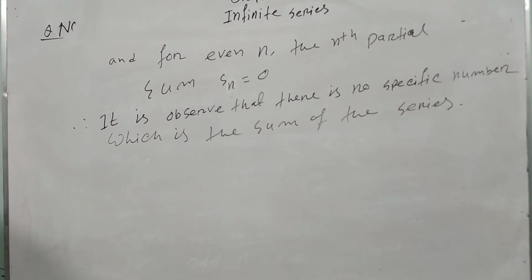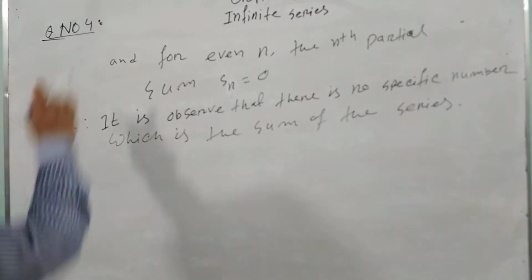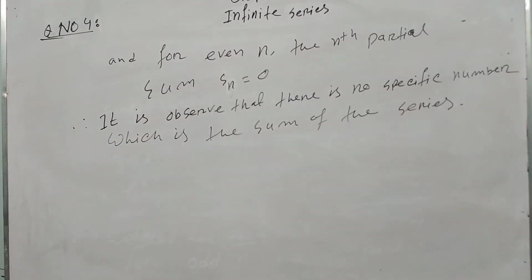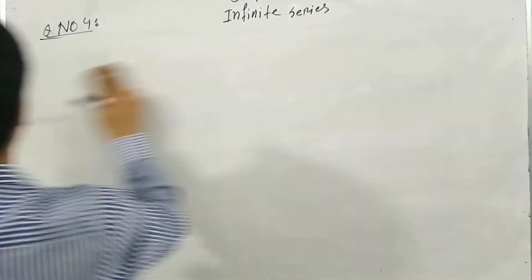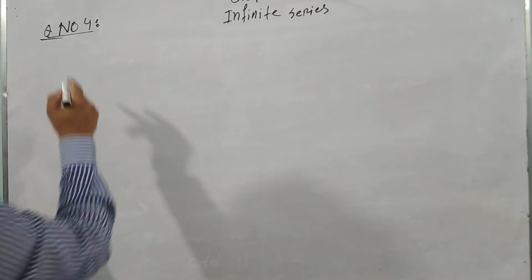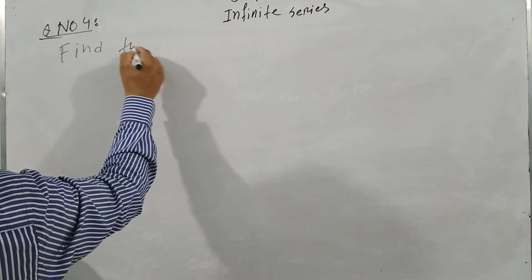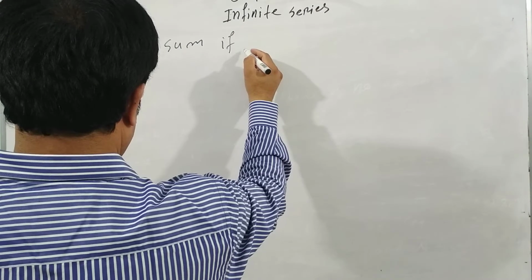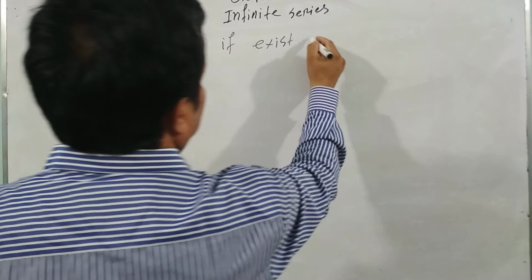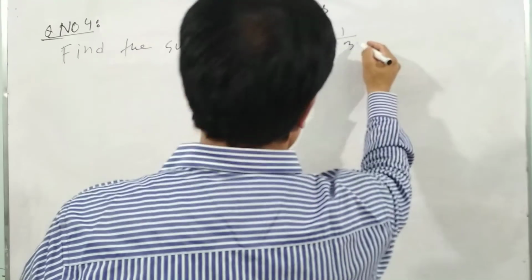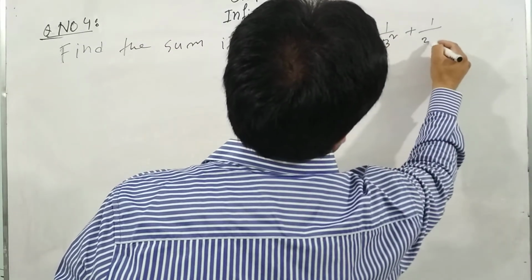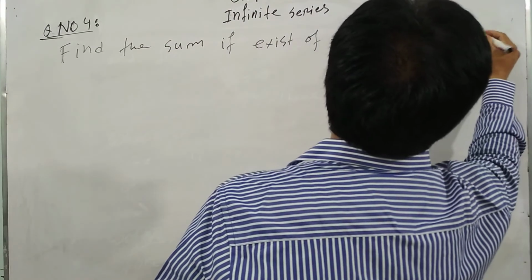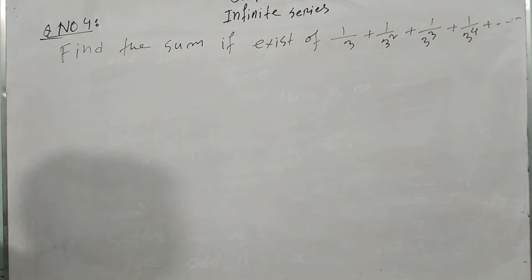Next, question 4. Find the sum, if it exists, of 1 divided by 3 plus 1 by 3 squared plus 1 by 3 cubed plus 1 by 3 to the power 4. Find the sum, if it exists, of the above.